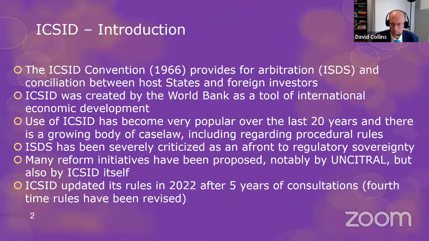So let's introduce ICSID as an organization, and I'm sure many of you are quite familiar with ICSID. So the ICSID Convention came out in 1966, also known as the Washington Convention, and it provides for arbitration, which we now know as investor-state dispute settlement, or if you're in the industry, you might know the abbreviation ISDS, and also conciliation between host states, that is the countries that receive the investment, and the foreign investors. So this is mixed arbitration, classic mixed arbitration. One party is always a state, and the other party is always an investor, a company.